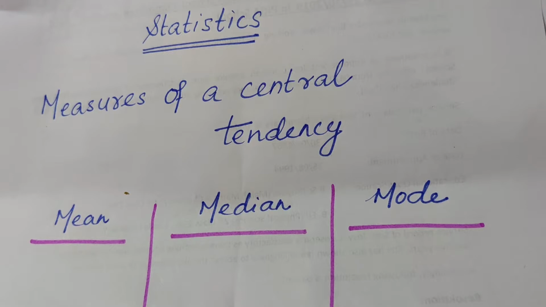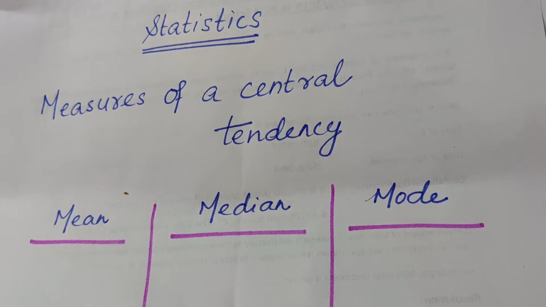Our new topic is statistics. In statistics, we are going to learn the measures of central tendency. The measures of central tendency are mean, median, mode. All these three basic facts we have learned in 9th standard.